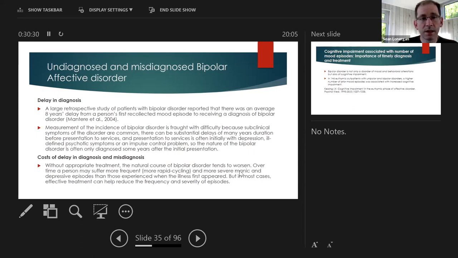When it comes to the cost of delay in diagnosis and misdiagnosis, without appropriate treatment, the natural course of bipolar disorder tends to worsen. Over time, a person may suffer more frequent, more rapid cycling, so more cycles happening more often, and more severe manic and depressive episodes than those experienced when the illness first appeared. So that's the very unfortunate, tragic part. If it takes 8 to 9 years for diagnosis, the person may well be getting diagnosed because their illness is far more severe and more difficult to treat. But in most cases, effective treatment can help reduce the frequency and severity of episodes.